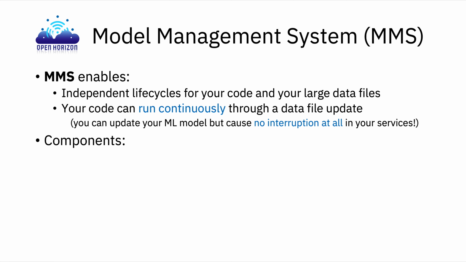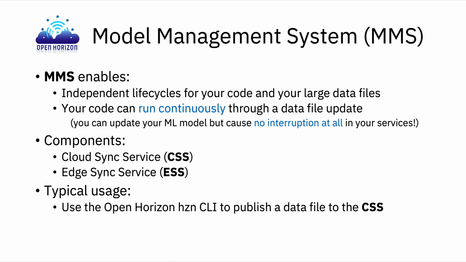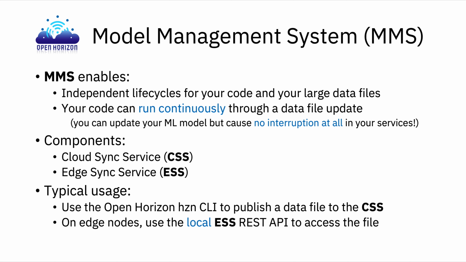There are two components in the model management system, the Cloud Sync Service or CSS and the Edge Sync Service or ESS. Typical usage is to use the Open Horizon hzn command, the CLI, to publish a data file to the CSS. And then on your edge nodes, your local software running in your containers will use the local ESS REST API to access your new file.